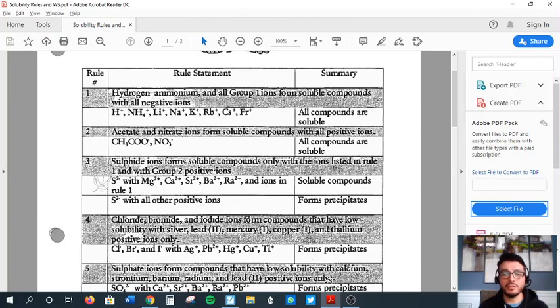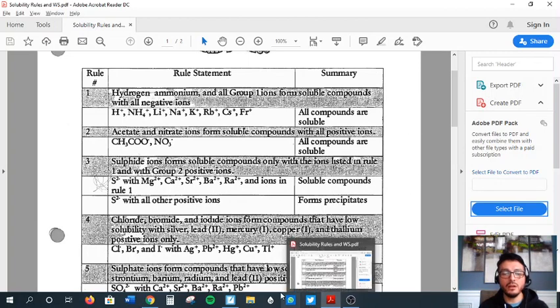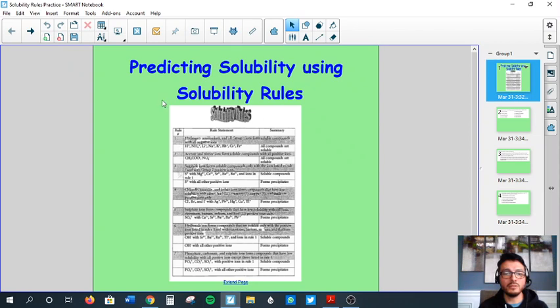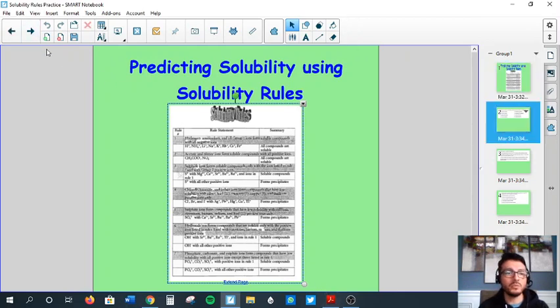I've just copied and pasted the worksheet on page 2 onto our smartboard lesson. All right, so I just put this picture here. I don't intend on you being able to see it. I will go back to the PDF. All right, so question 1.